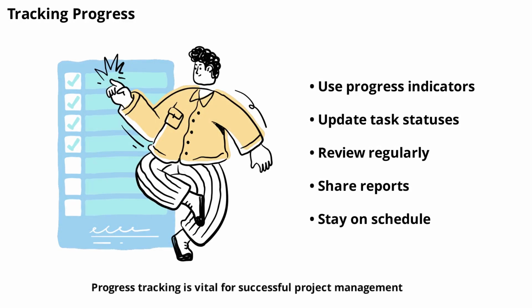Progress tracking is vital for successful project management. Use your scheduling software's progress indicators, such as completion percentages or status labels. Update tasks as they move from not started to in progress and completed. Review progress regularly to identify bottlenecks or delays. Share progress reports with your team to keep everyone informed and motivated. Tracking progress helps you stay on schedule and achieve project goals.